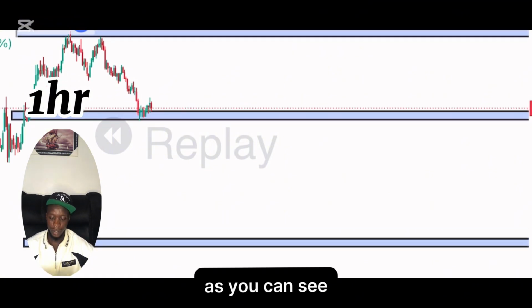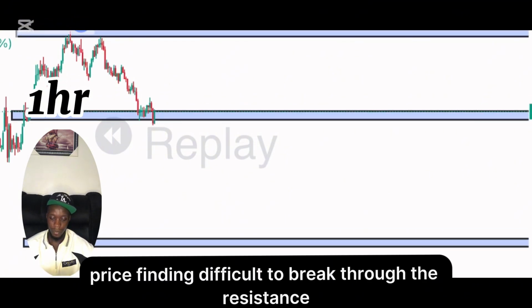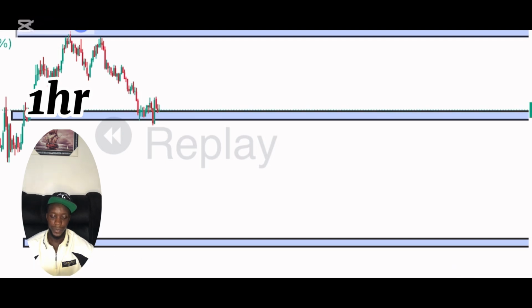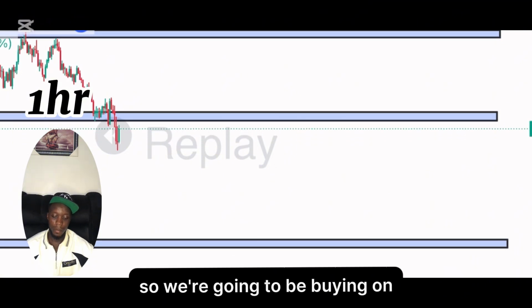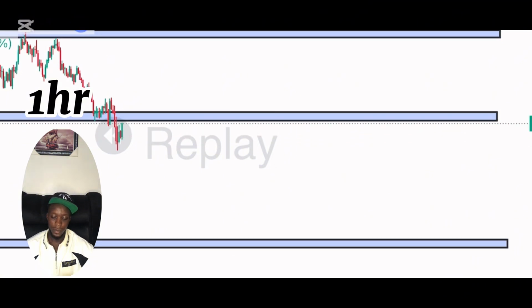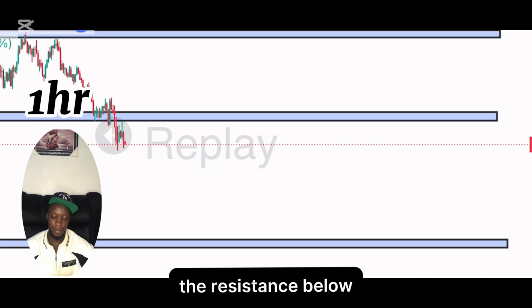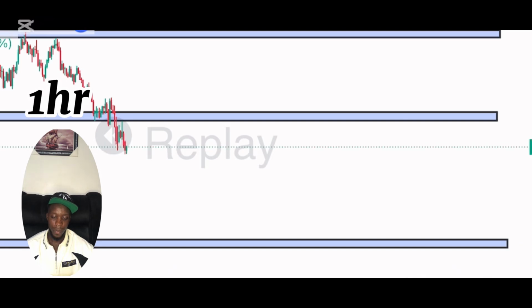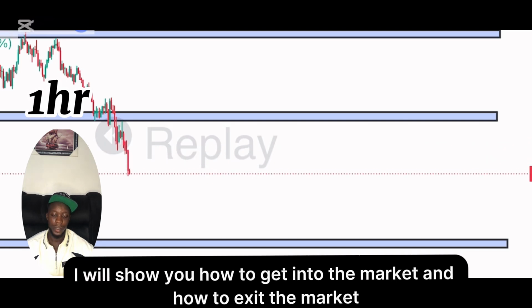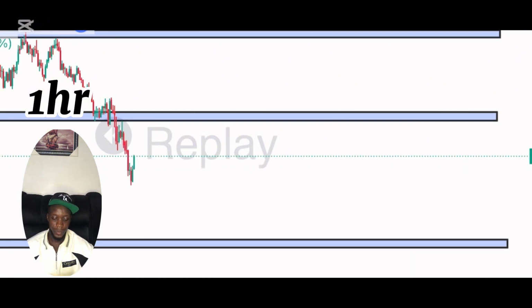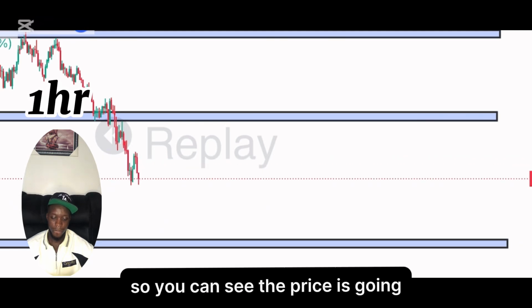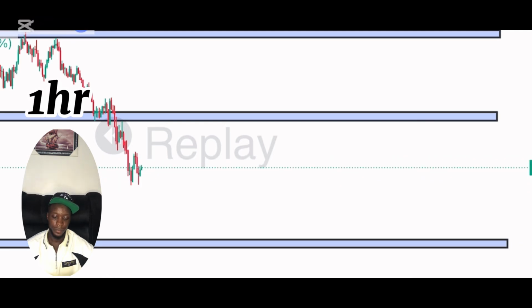As you can see, price is finding it difficult to break through the resistance, and finally it broke through. So we're looking for how to take a buy position on this chart. We're going to be buying on the resistance below, but I will show you how to get into the market and how to exit the market real quick. You can see the price is going.